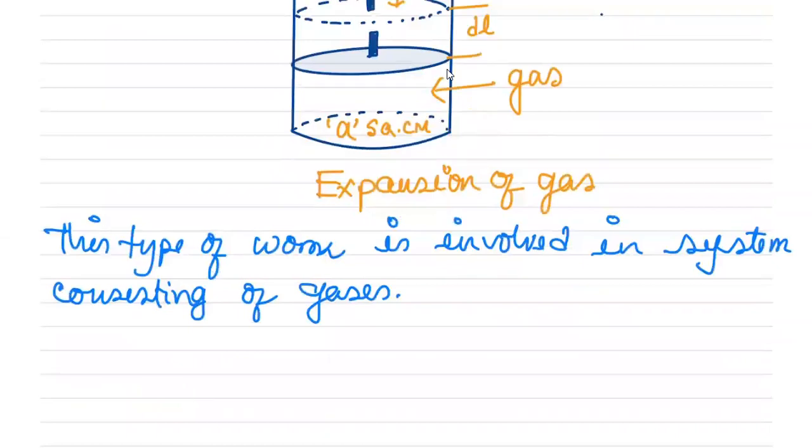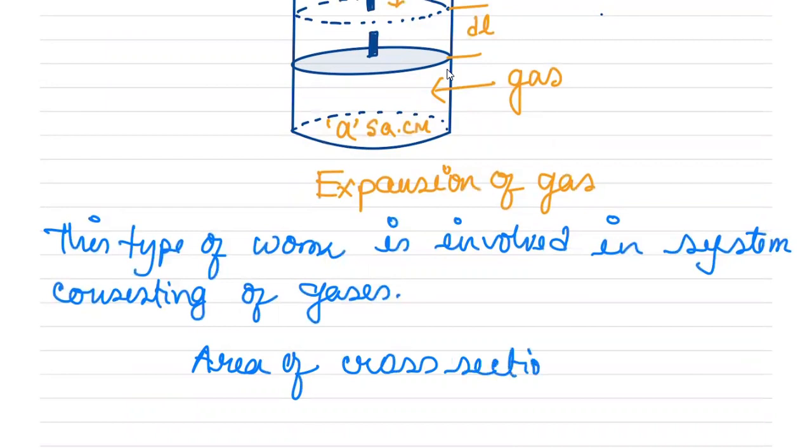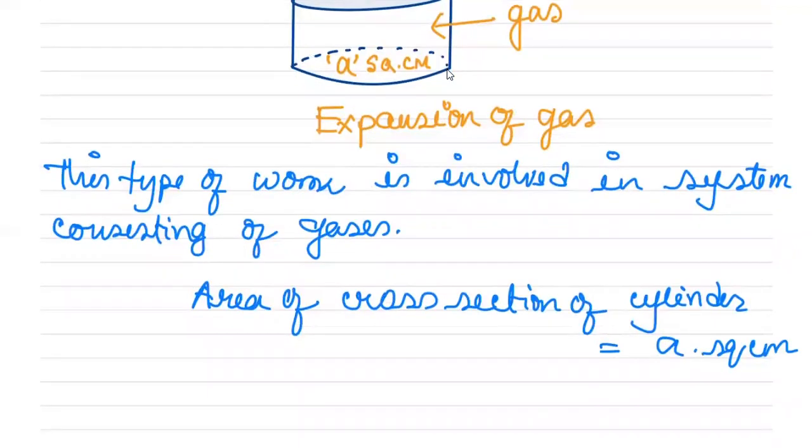Now the area of cross section of the cylinder equals A. This portion we take as A square centimeter. Pressure on the piston will be P.